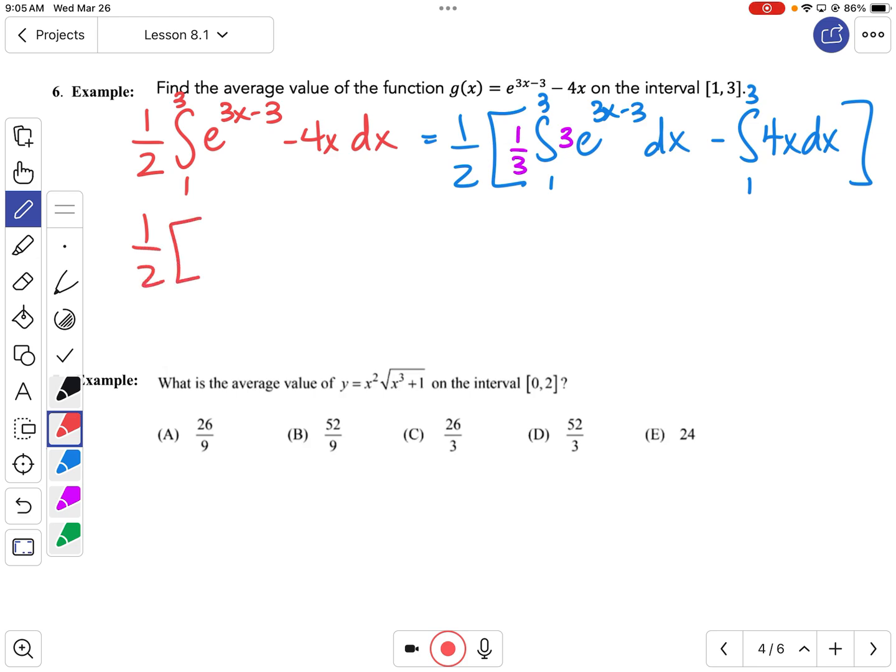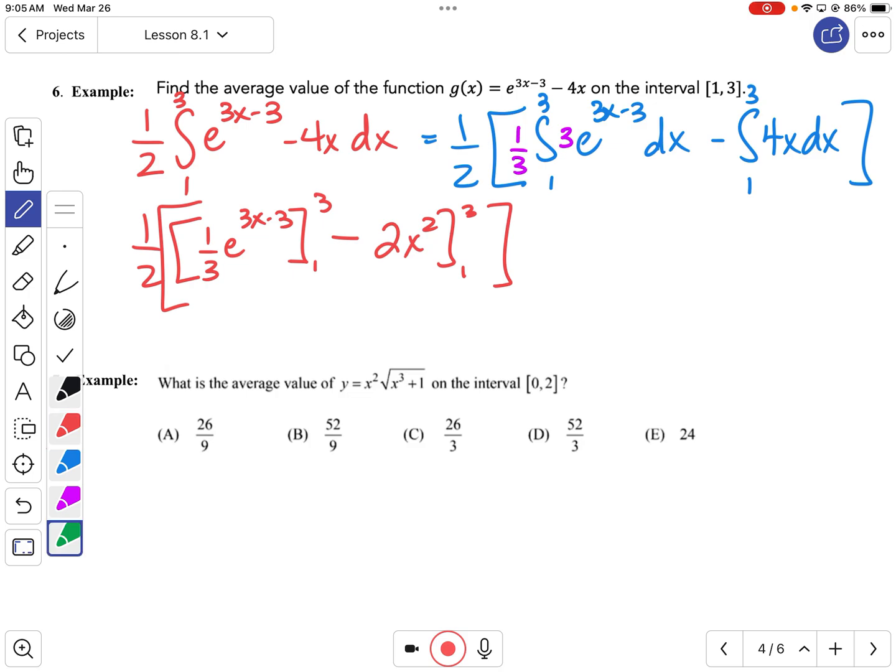When I do the integral, I'm going to keep the 1/3 that was in front. I'm going to get the e inside because the derivative of e is e. So e to the 3x minus 3, and we're going to evaluate that piece from 1 to 3. I'll actually put a second bracket in there. Minus the antiderivative of 4x, which is 2x squared. And we're going to evaluate that from 1 to 3.